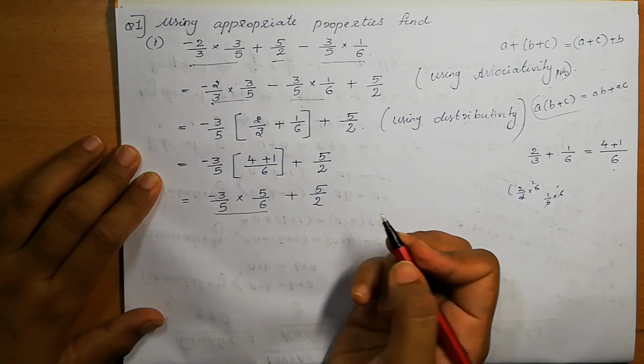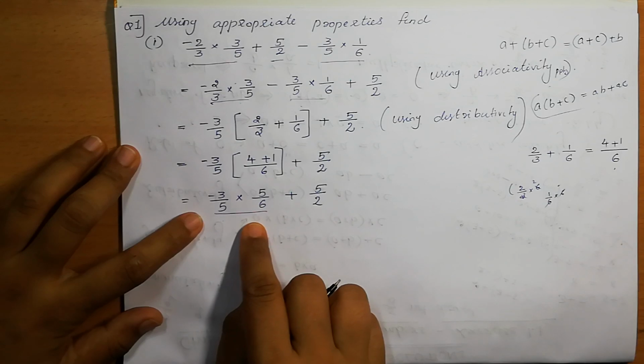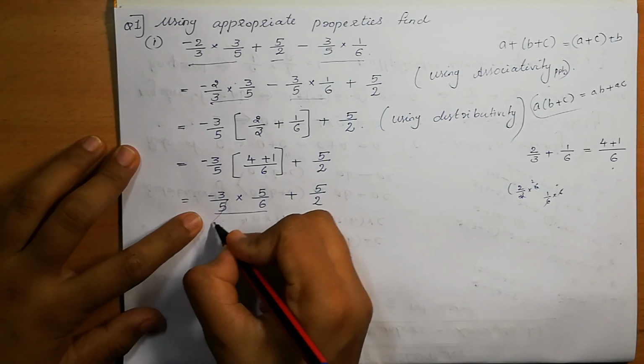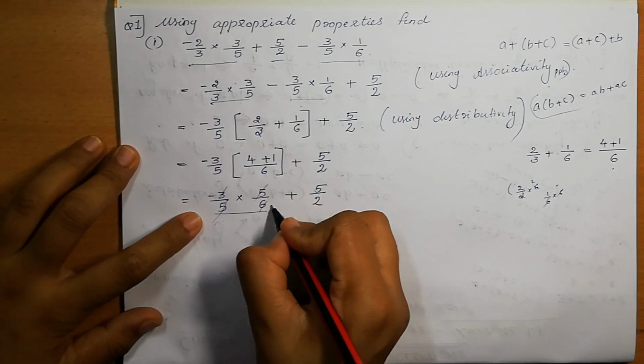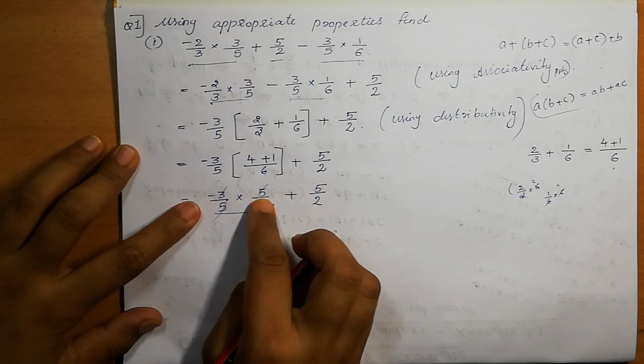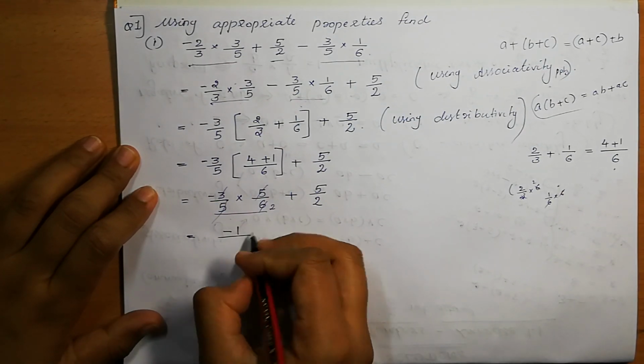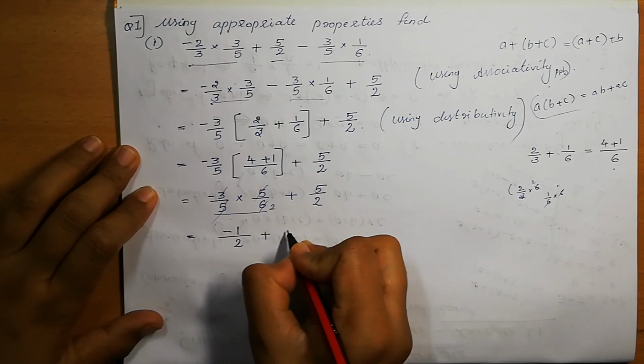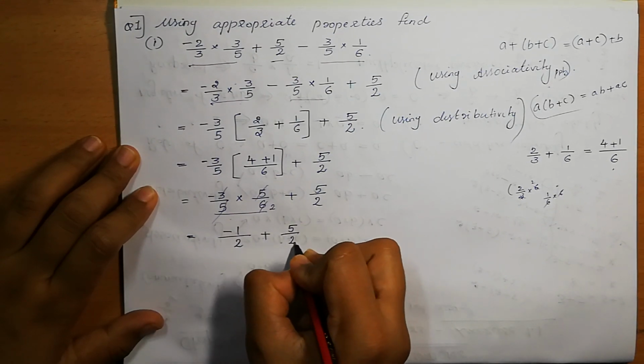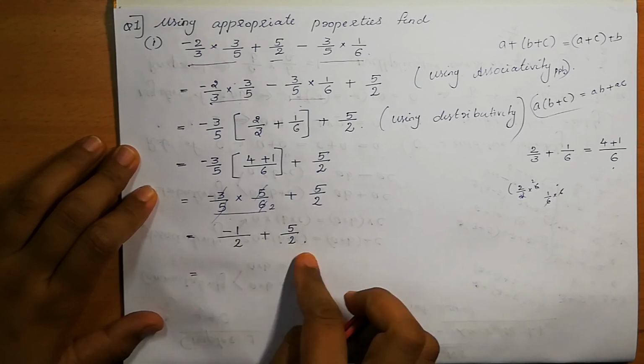This is now one term. These two terms together we make as one term only, right? So from here 5 cancels. 3 2s are 6 also. So what is the numerator? Only minus 1. Minus 1 divided by 2 plus 5 by 2. Here the denominator is the same.